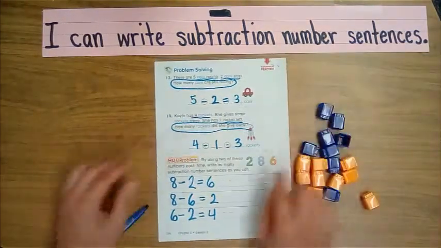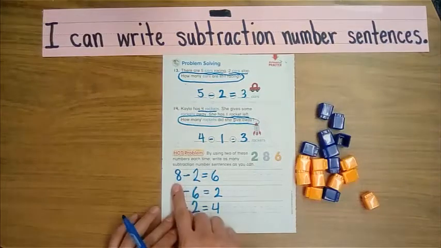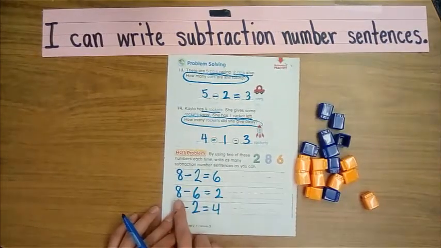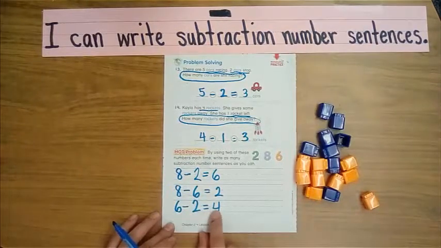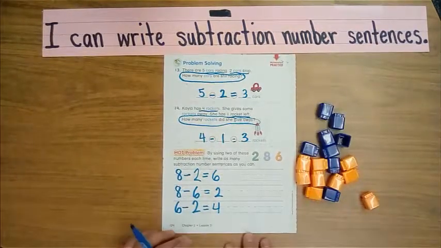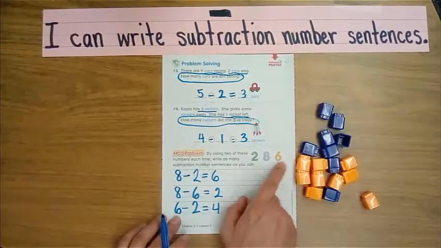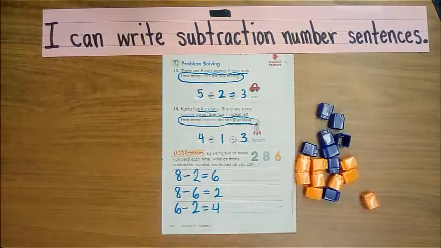Okay, so these are the 3 ways I could write it. I could write 8 minus 2 equals 6. 8 minus 6 equals 2. 6 minus 2 equals 4. Those are the 3 ways we could write subtraction number sentences using these 3 numbers.